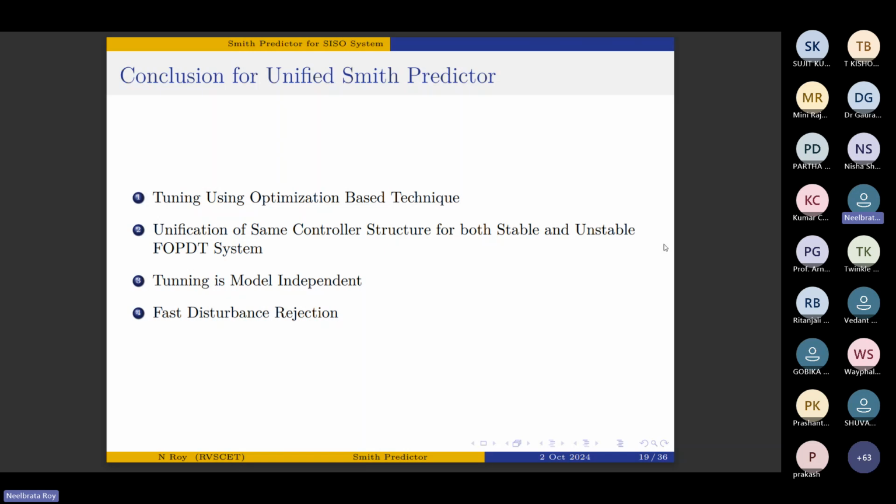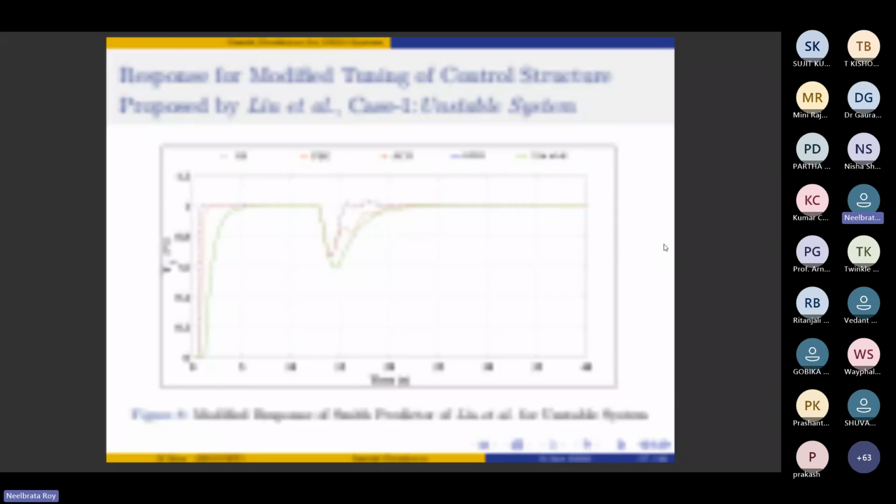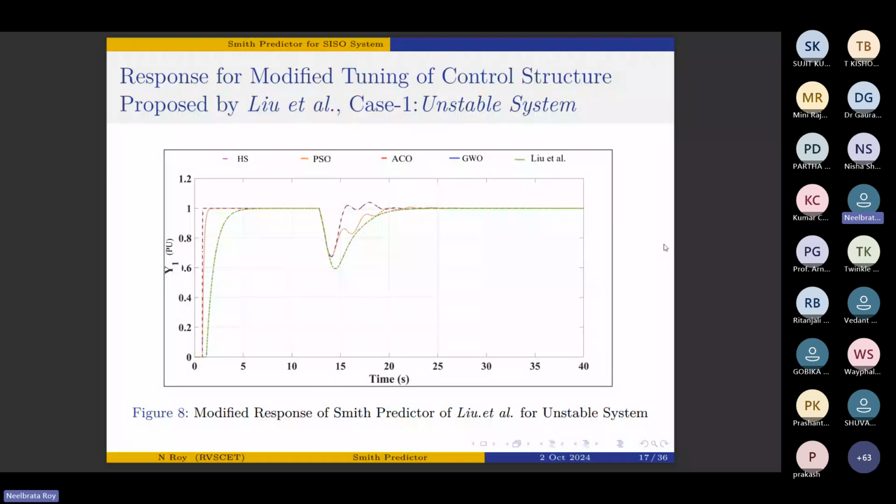Secondly, unification of controller structure. We have unified the same controller for stable and unstable FOPDT plants. The tuning method is model independent. That is, this tuning method is valid for any kind of model, whether first, second, third, fourth, or any order model. And the disturbance rejection is also very fast, as can be seen here.